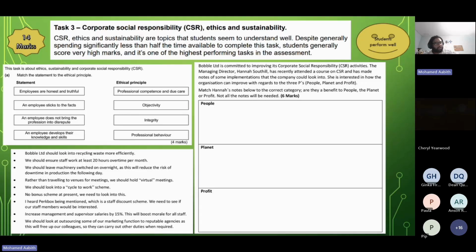That's good. You should ensure staff work at least 20 hours overtime per month. That is not good for people. Maybe good for your profit, but it's going to compromise the people, because who wants to voluntarily work 20 hours every month extra than their contractual hours? Because that's why you have something called the Working Time Directive. That means if you want to do more than your contractual hours, you need to say, yes, I am opting out of that WTD. So they cannot force you to work more than your contracted hours.